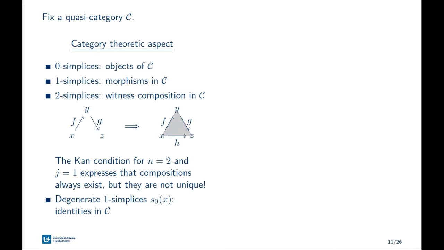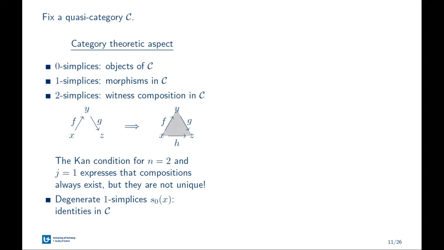So if I am encountered with some horn like this, I can always fill it up to an entire two simplex. In other words, I can always find some composition of f and g. That's what this Kan condition does. So we have objects, we have morphisms, we have composition, and then we still need identities to have some category-like thing. So the identities here are given by the degeneracies.